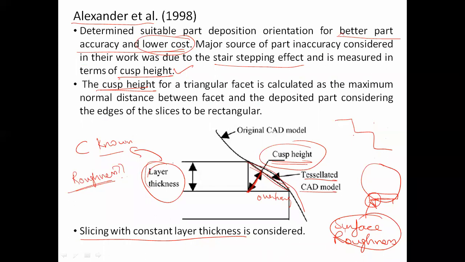So that is the first thing. And the second thing that he assumed was that the edges of the slices are rectangular.